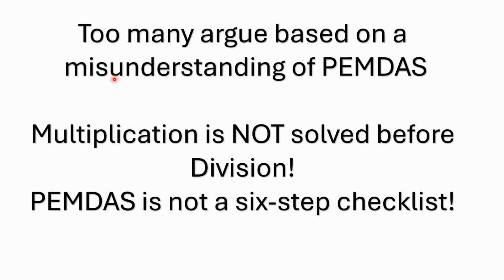Now, again, I mentioned before, a lot of people try to argue based on a misunderstanding of PEMDAS. They'll say that multiplication is not solved before division. Multiplication is not solved before division. PEMDAS, again, is not a six-step checklist. So people that are doing that are incorrect. Now, if you were taught that implicit multiplication always has precedence, then I'd say good for you. But I need people to understand that the strict interpretation of PEMDAS does not really include that. So there's conflict between conventions on that.